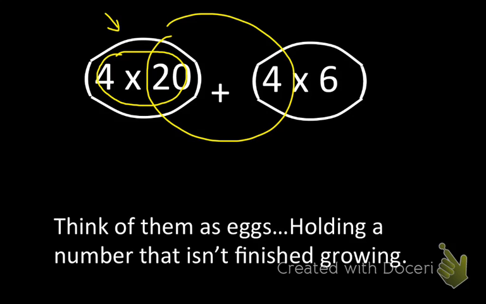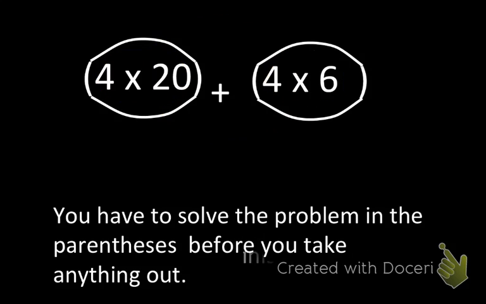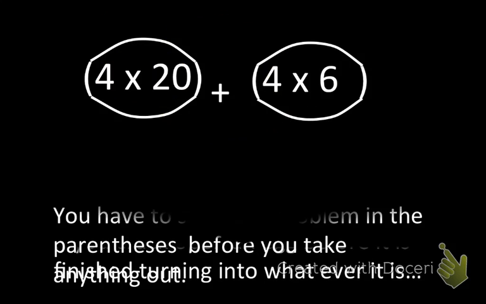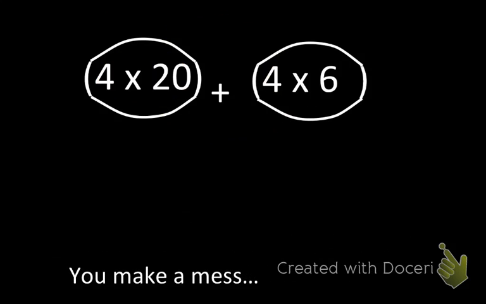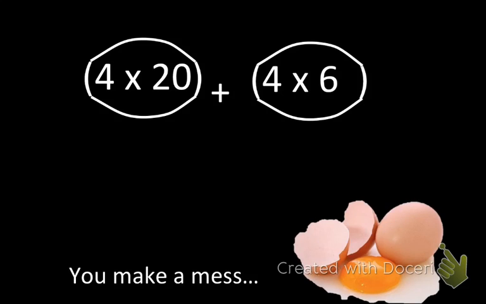Right? In this case, that egg is going to turn into 80. And this egg is going to turn into 24. But we've got to let them finish cooking before you break them open. Because if you break open an egg before you find out what it's going to be, you make a mess. If you crack that egg open, you're going to make a mess. And there you go. Okay? So use that distributive property.